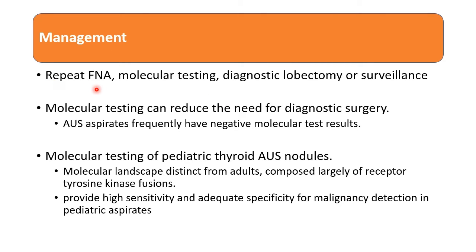So how do you manage these cases? Repeat FNA can be done, molecular testing can be done, diagnostic lobectomy or surveillance can be done depending on the individual case. Molecular testing can reduce the need for diagnostic surgery, because AUS aspirates frequently have negative molecular test results. So if you have negative results, diagnostic surgery may not be required. Molecular testing of pediatric thyroid AUS nodules is important because the molecular landscape is distinct from adults, composed largely of receptor tyrosine kinase fusions, and these provide high sensitivity and adequate specificity for malignancy detection in pediatric aspirates.